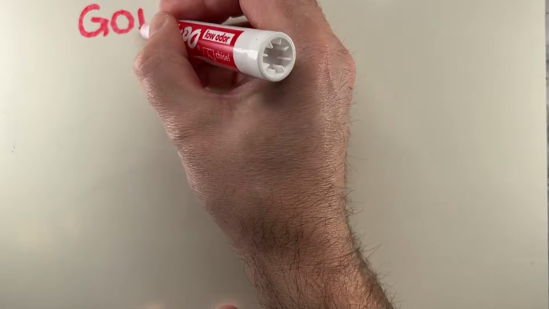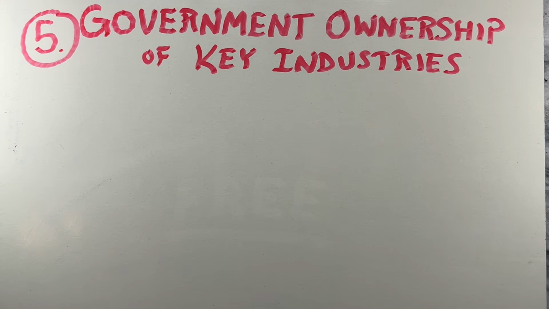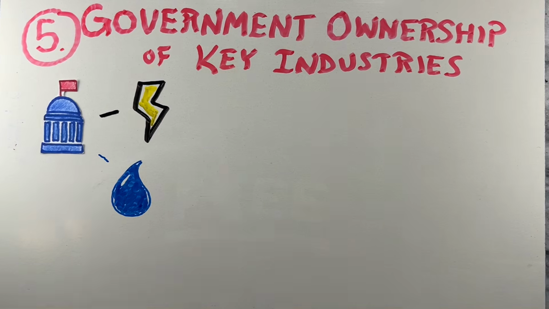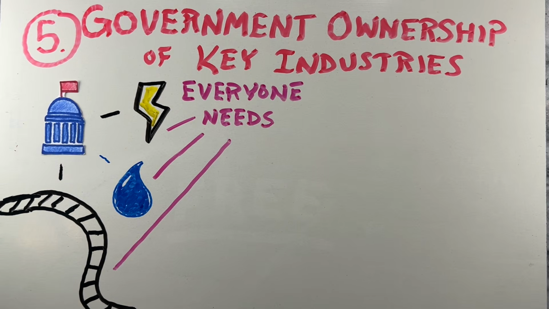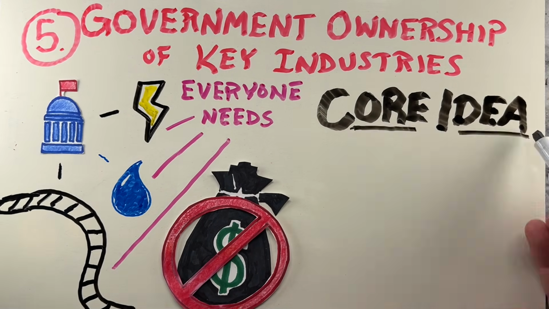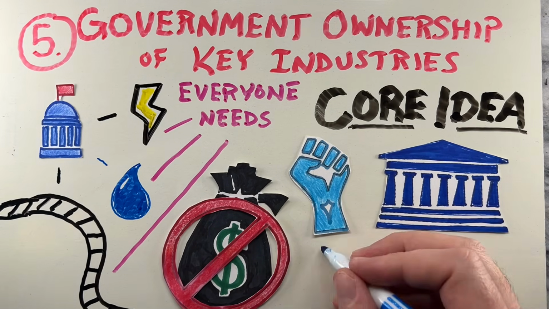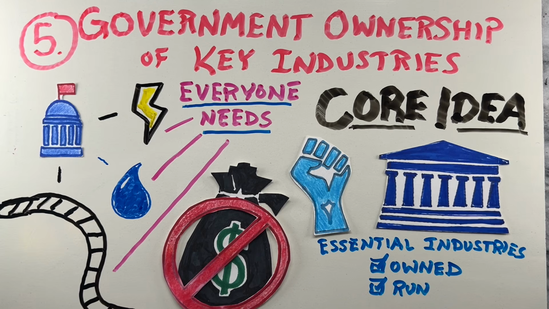Last in the video is government ownership of key industries. In some countries, the government owns key industries like electricity, water, or railways. The idea is that these are essential services that everyone needs, so they shouldn't be run for profit, but for the public good. This is a core idea of socialism, having essential industries owned and run by the government or the public, so they serve everyone's needs rather than just making a profit for private owners.